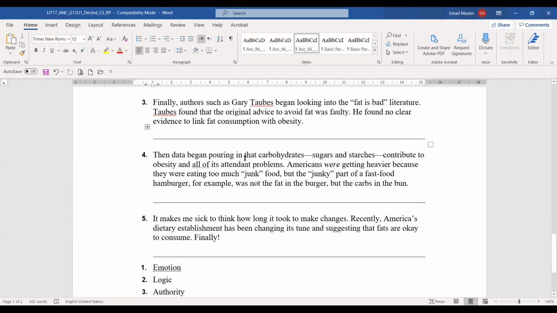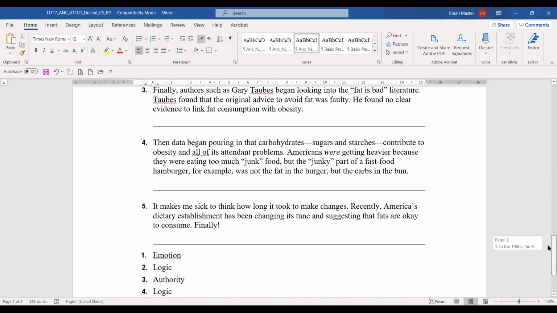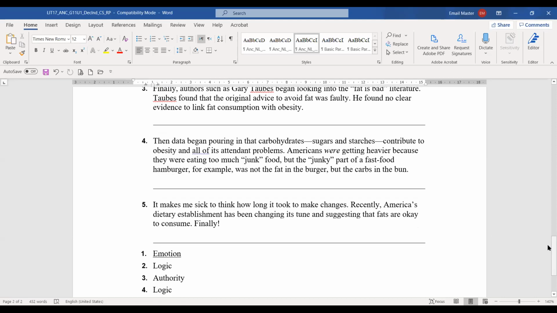Then data began pouring in that carbohydrates, sugars, and starches contribute to obesity and all of its attendant problems. Americans were getting heavier because they were eating too much junk food, but the junky part of a fast food hamburger, for example, was not the fat in the burger, but the carbs in the bun. So number four is the logic. Again, it's giving some logical examples.